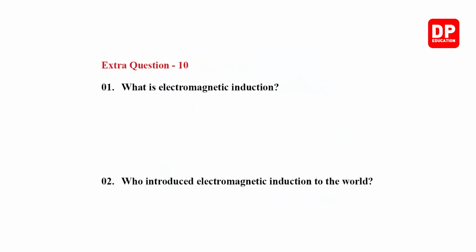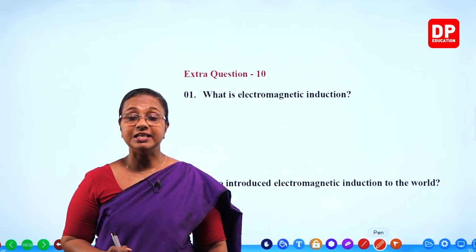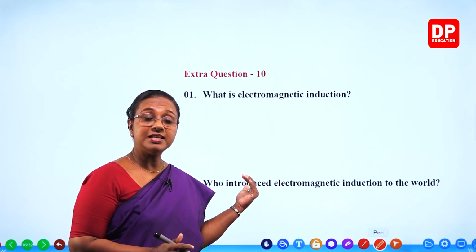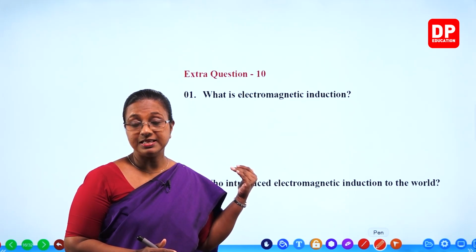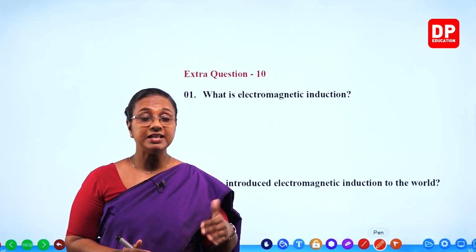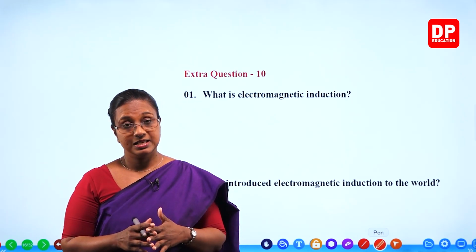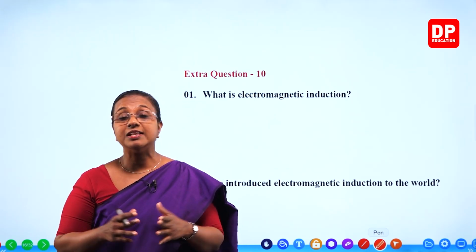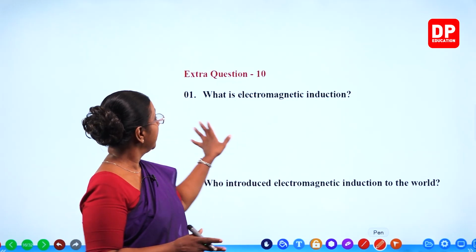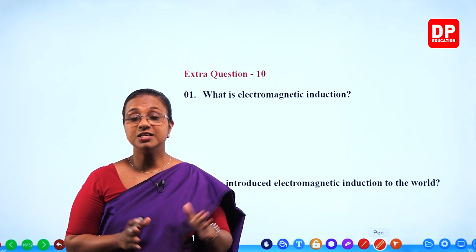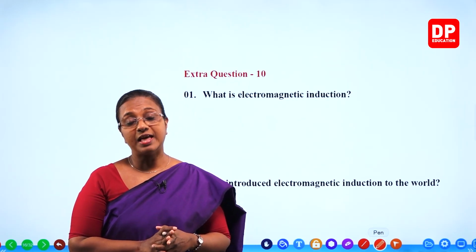Extra question 10. So the first question, first part, what is electromagnetic induction? Now all this time we were discussing the magnetic effect of current and how the force acts on a conductor placed in a magnetic field when there is current flowing through it. Electromagnetic induction is the opposite of that.